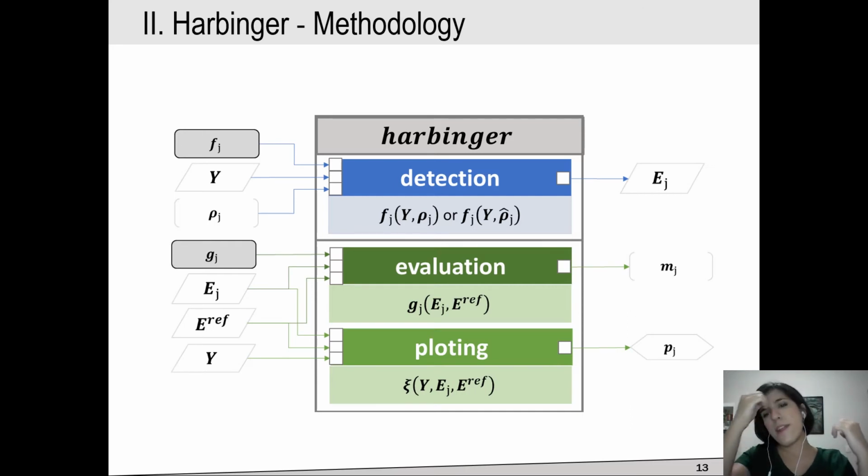And after running this instantiation from the first module, Harbinger returns a set of detected events, here represented as this EJ symbol. And the optimization of the method's parameters is also allowed. And then the quality of the detections is evaluated by the given metric, using the given real events as basis for comparison. And this value is then used for the quantitative analysis of the detection quality. And in addition, Harbinger generates a plot that can be used for a qualitative analysis of the detections.